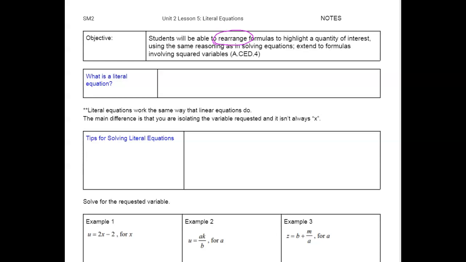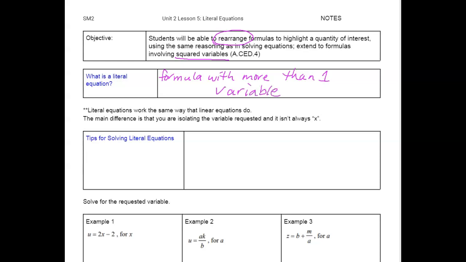And a lot of these times you would do this for real life applications in physics and sciences, things like that. So we're just going to extend this to also involve squared variables in this course. All right. So what is a literal equation? It is literally a formula with more than one variable. It can have 8 variables. It can have 2 variables.